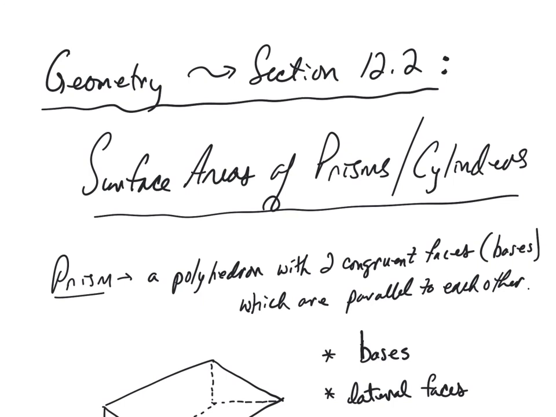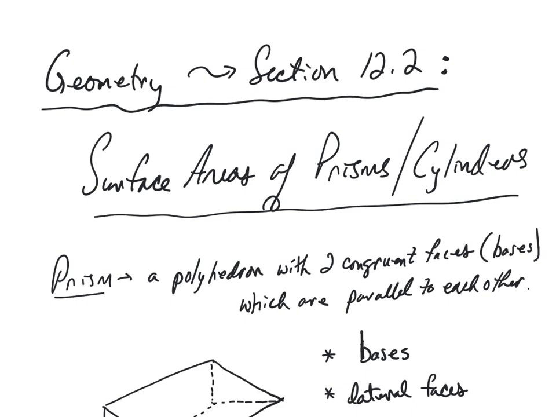All right, welcome back to geometry. Today we're going to take a look at section 12.2 dealing with surface areas. And we'll be considering the surface areas for two shapes to start with, prisms and cylinders. So we'll define each of those two shapes, a prism and a cylinder, for you, and then show you how to go about finding the surface area of that solid.